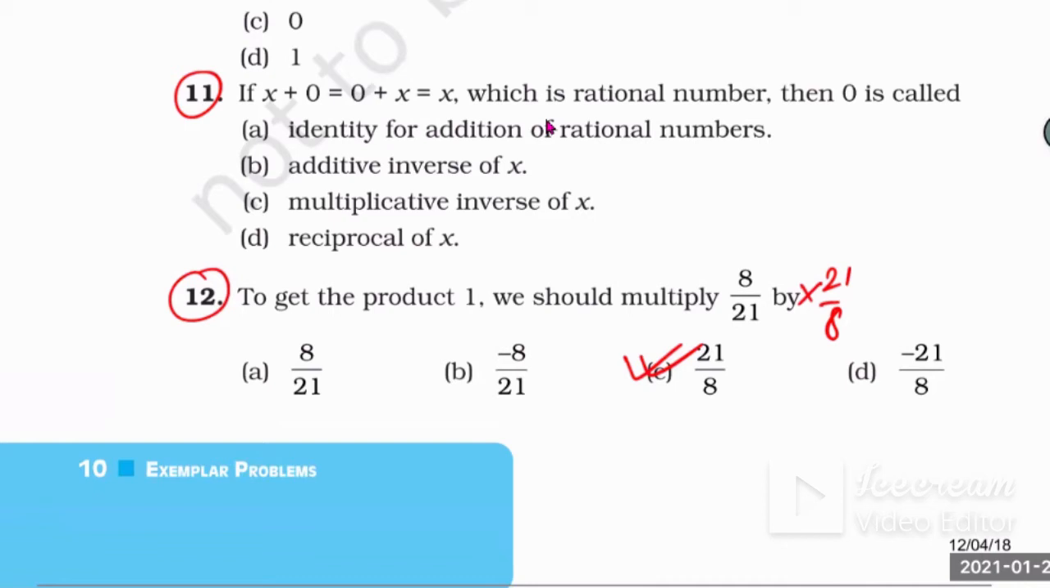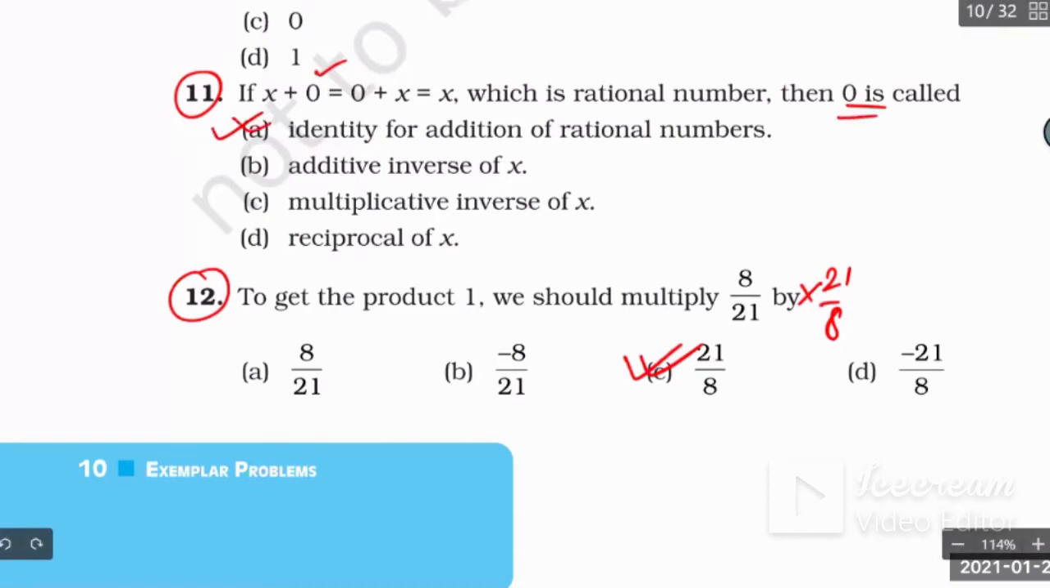Question 11. If x plus 0 is equal to 0 plus x is equal to x, which is a rational number, then 0 is called what? Additive identity. It is 0, the identity for addition of rational numbers.